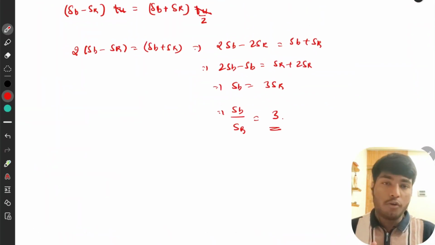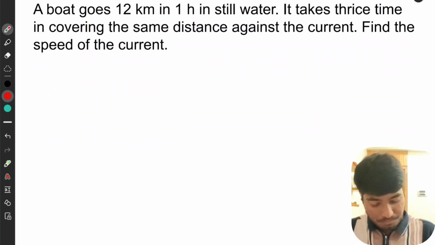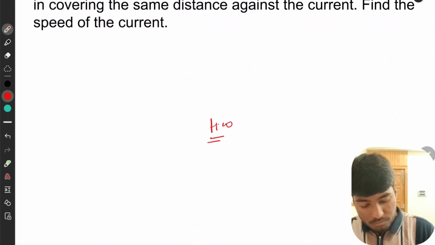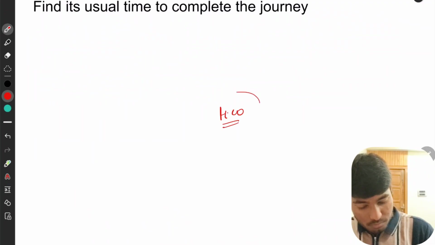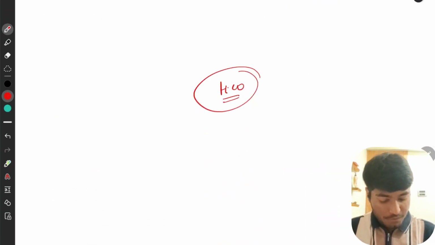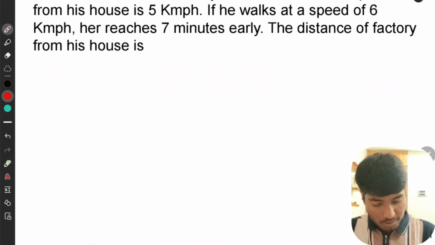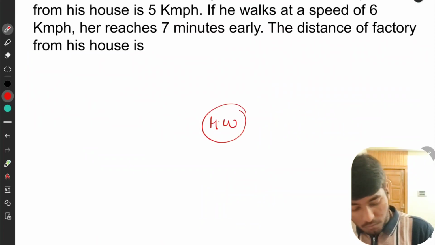So this is the way you can do these kinds of questions. This is a homework question. This is also a homework question. I know you will be able to do these kinds of questions, so I'm just giving them as homework. And finally, this is also your homework question.